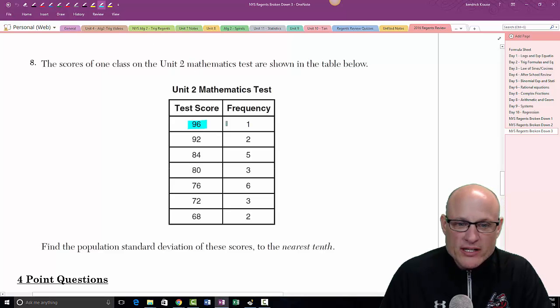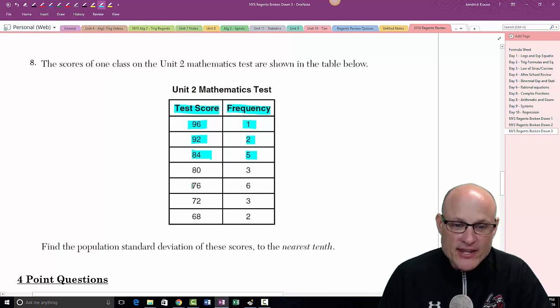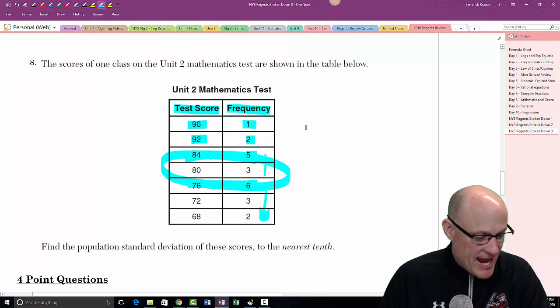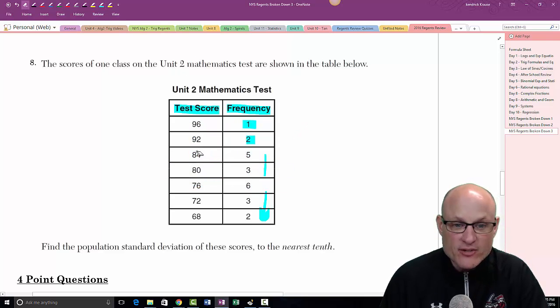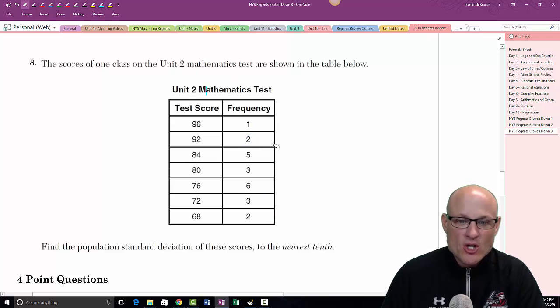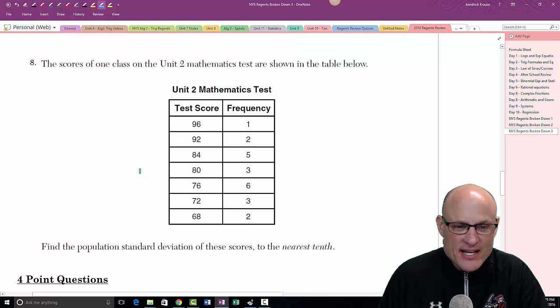What it's saying is there is one kid that got a 96, 2 kids that got a 92, 5 kids that got an 84, and so on and so forth. So these are the scores, and here is the frequency. If you look at this, there are 6 scores around here and 5 scores below, so somewhere around 80 should probably be my average, would be my guess. I don't even know what they're asking for in this problem. Oh, we want to find the population standard deviation. But if my average doesn't come out to be somewhere around 80, I think I'm going to mess something up.